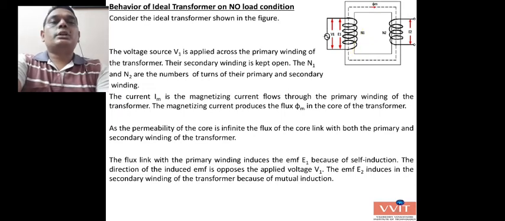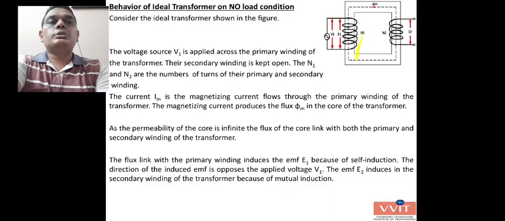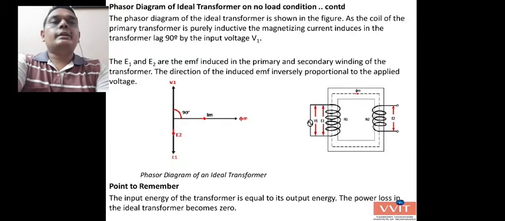The direction of the induced EMF is opposite to your applied voltage. The induced EMF is equal and opposing, according to Lenz's law. The EMF E2 is induced in the secondary winding of the transformer because of mutual induction. Next, the phasor diagram of your ideal transformer on no load condition.